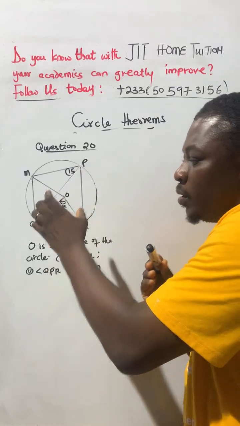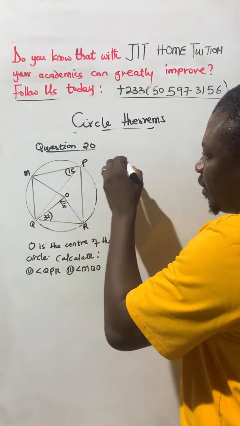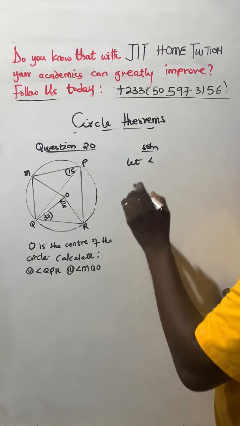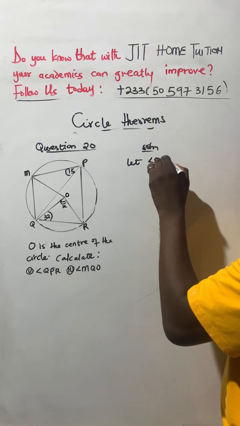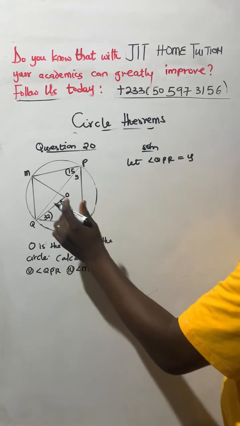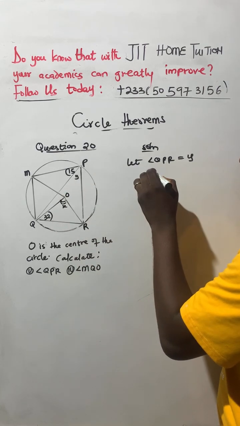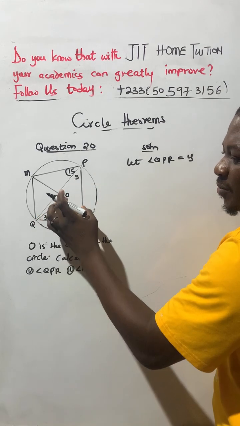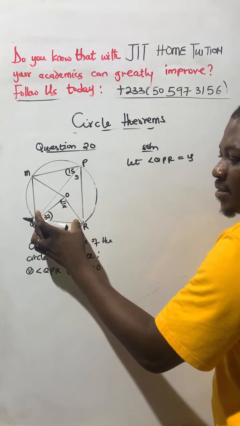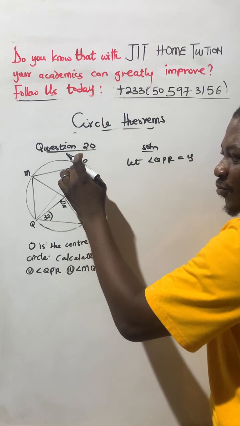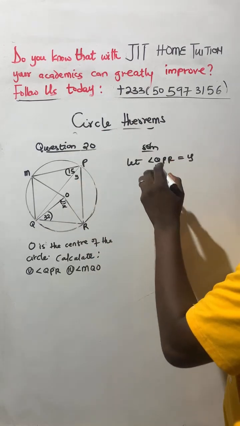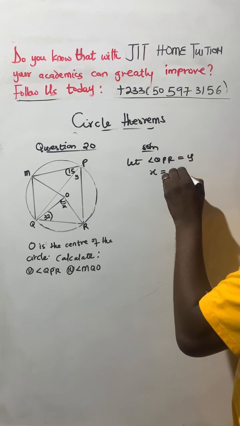So let angle QPR be equal to, let's say, Y. So here is Y. The theorem says that the angle the chord subtends at the center, and that same chord subtends at the circumference of the circle, means the angle at the center is equal to twice the angle at the circumference. So X will be equal to 2Y.